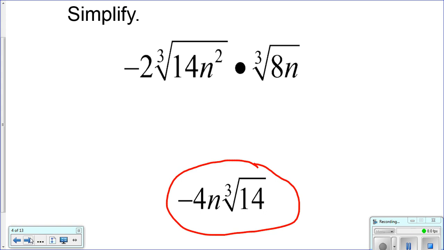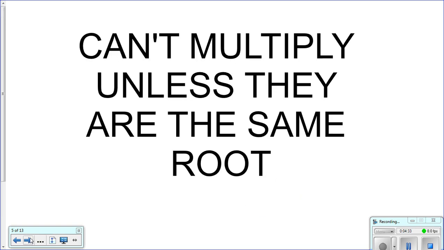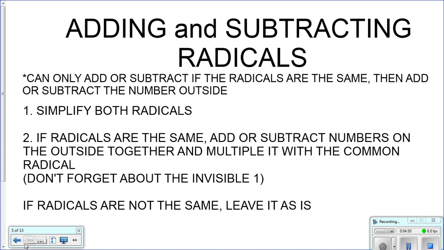Okay? Alright. Now, something really important to remember is that you can't multiply them together unless they have the same root. So they both have to be square roots, or they both have to be cube roots or fourth roots or whatever. You can't multiply a square root times a cube root. It doesn't work that way. Just keep that in mind, okay? The next thing we have to learn is adding and subtracting radicals.